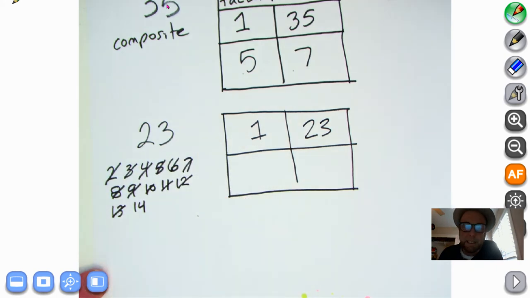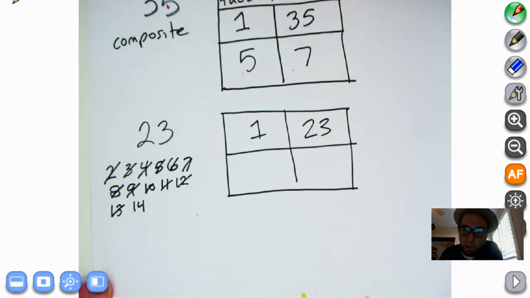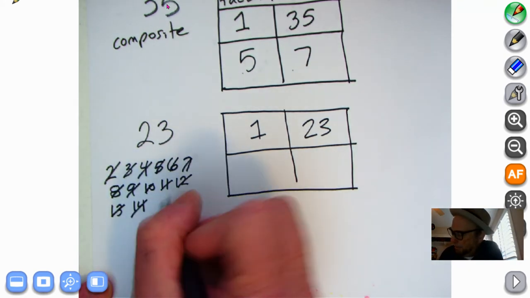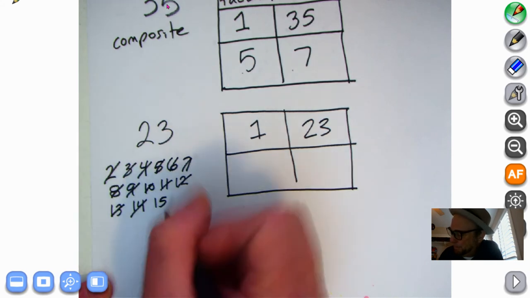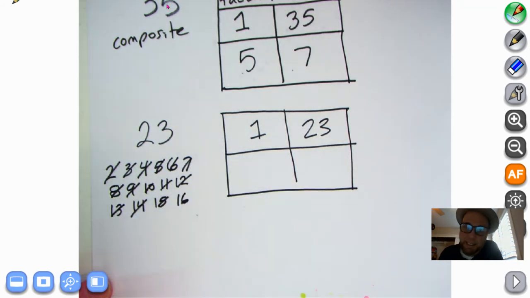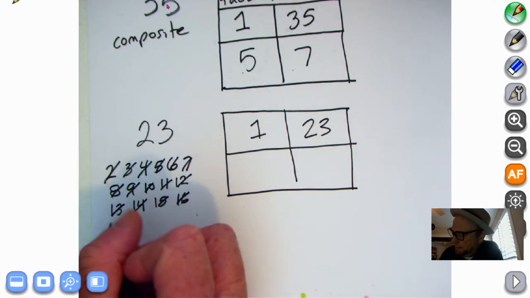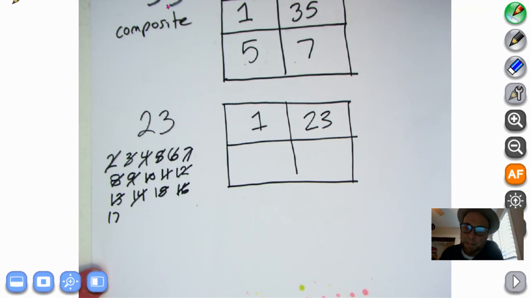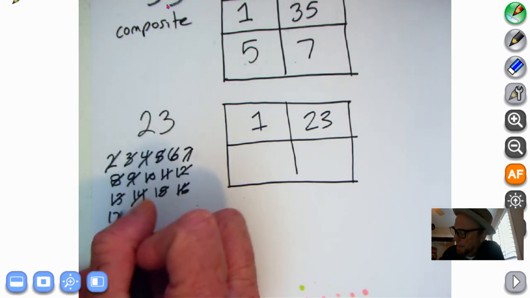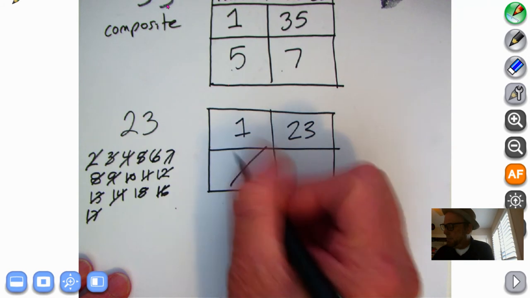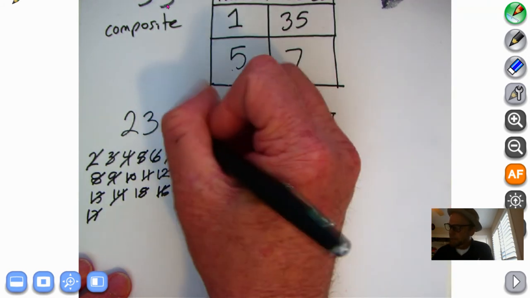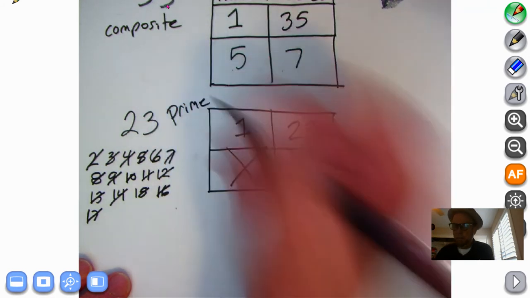14. 14 times 1 is 14. 14 times 2 is 28. Nope. How about 15? 15 times 1 is 15. 15 times 2 is 30. Nope. 16. 16 times 1 is 16. 16 times 2 is 32. 17. 17 times 1 is 17. 17 times 2 is 34. And now we're getting so close to 23, I know that there is no other factors but 1 and 23, making it a prime number.